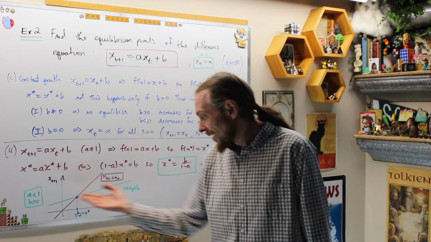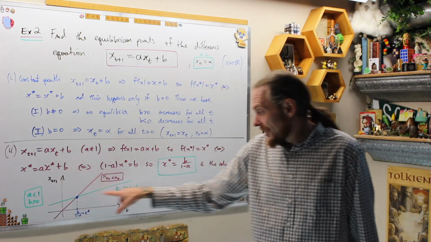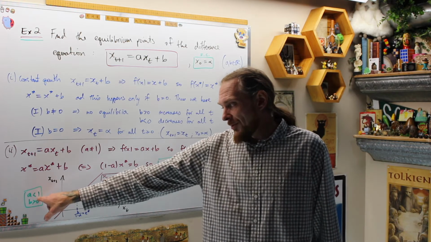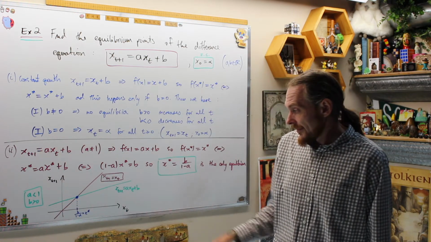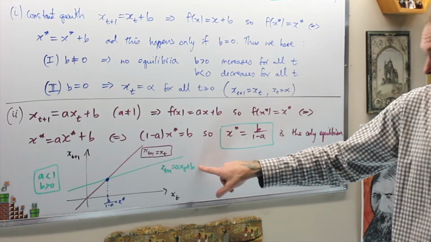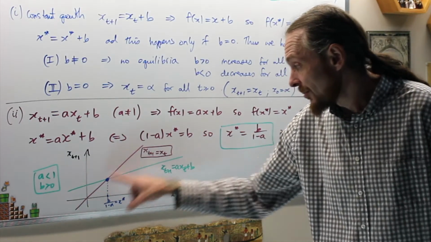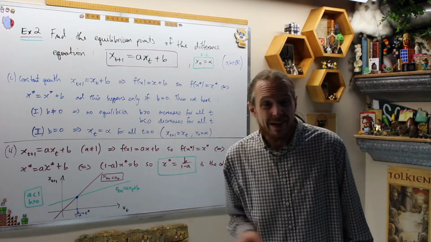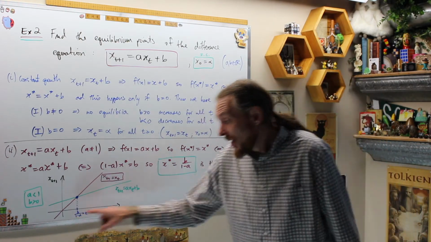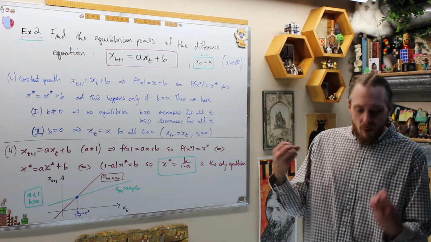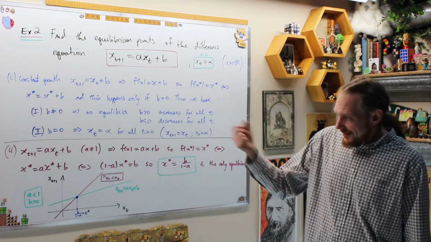What that tells me is graphically, if I plot in this case where a is less than 1 and b is larger than 0, then we're going to get this curve and the curve x_{t+1} = x_t. Where those two straight lines intersect will be the unique equilibrium point, and it's always going to be b over 1 minus a.